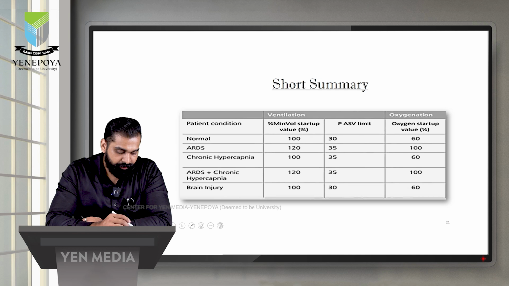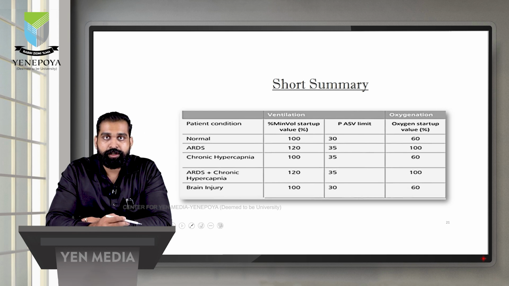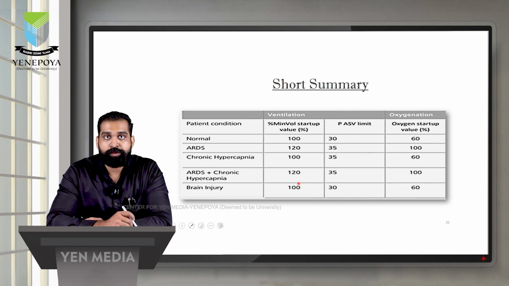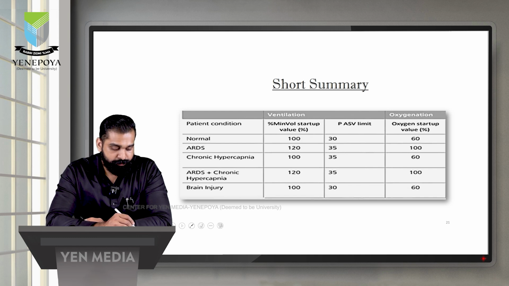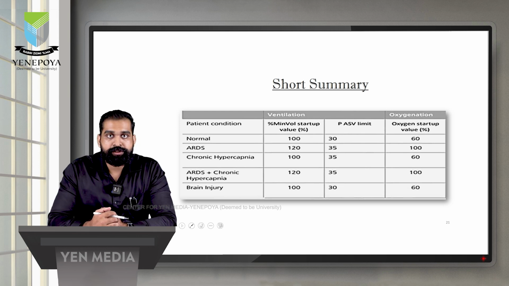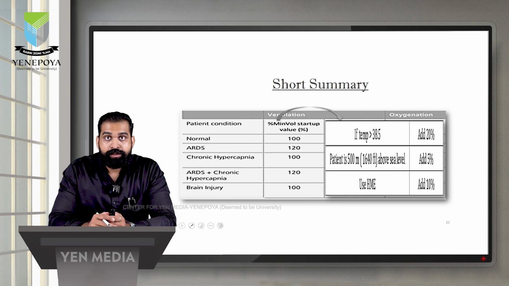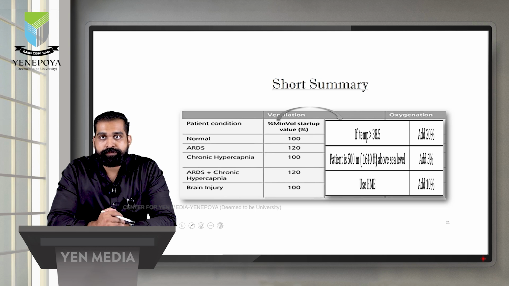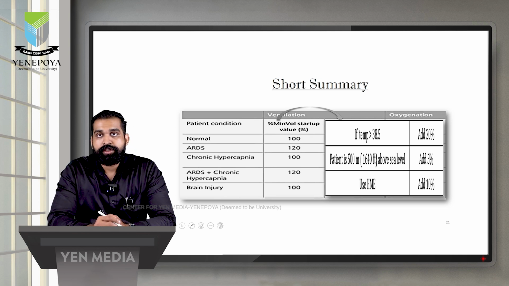Now, this is just to give you a short summary and a point of reference so that you can start off ventilating the patient and you're not confused about what percent minute volume to set. You can use this as an initial reference point for percent minute volume, PASV limit and oxygen starting points. Although I would stress that this needs to be adjusted as soon as possible if the patient requires more support or even less support. So based on the patient's requirements, this has to be adjusted, even though this is given as a suggested reference point. Just to remind you, if the patient has fever, if the patient is ventilated above sea level, or if you're using a heat moisture exchanger, the suggested additions have to be followed.